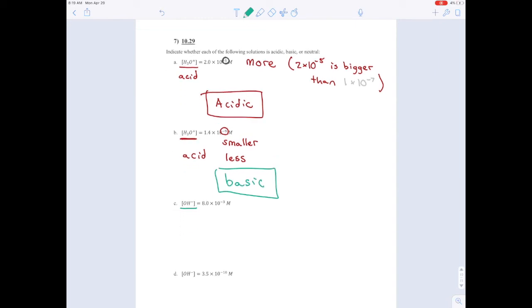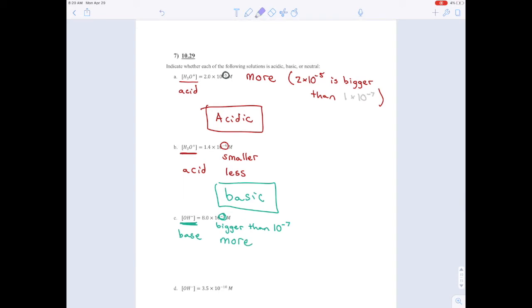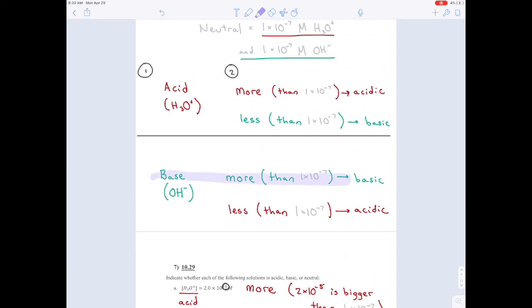Okay, OH minus, acid or base? OH minus is a base. Second, is the number they're giving us bigger or smaller than neutral, 10 to the negative 7? Because it's 10 to the negative 3, there are fewer zeros in front of it, so it is actually bigger than 10 to the negative 7, which means you have more of it than neutral. Okay, so we have base more, so the solution's going to be basic.